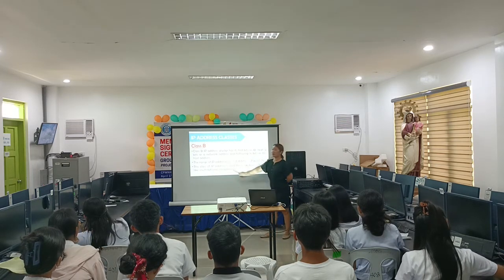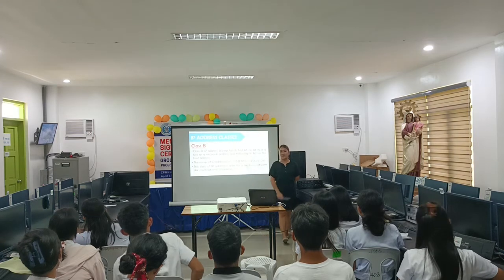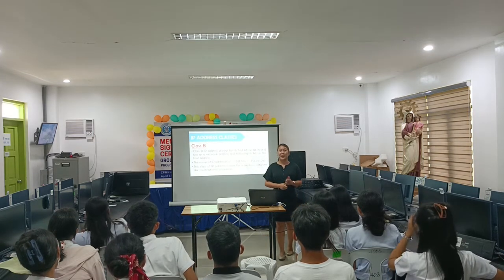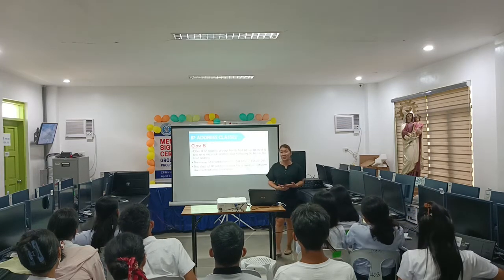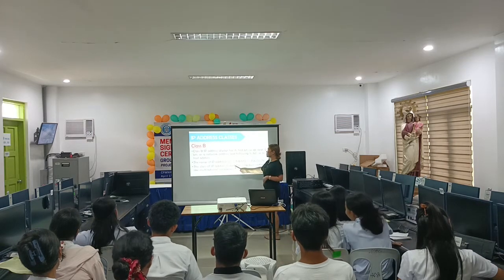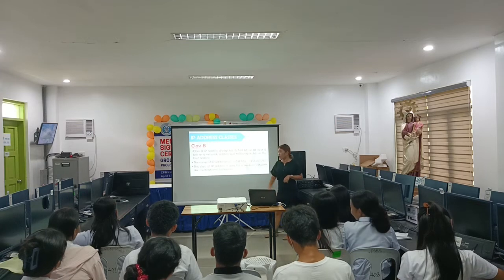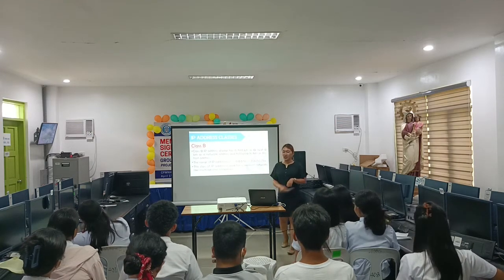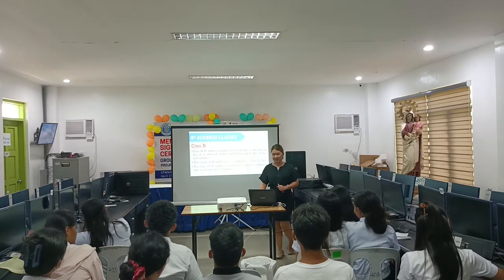For Class B, your range of IP addresses is 128 to 191. Why 128? Because Class A ends at 127. That's why your Class B starts at 128 up to 191. It is used for medium networks like multinational companies.